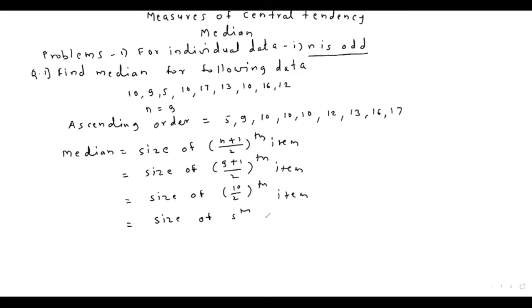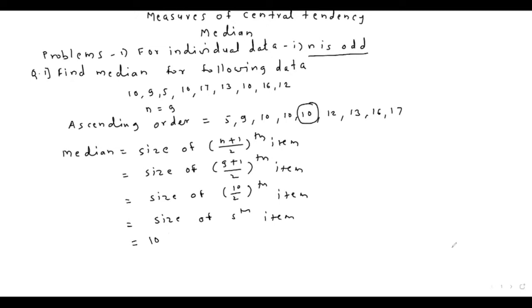So now size of 5th item means we need to find the 5th item, and that particular 5th item is nothing but the value of median. Over here, we can find the 5th item in ascending order of magnitude. So 1, 2, 3, 4, 5. So this is my 5th item which has value 10. And hence the median is 10 for this data set.